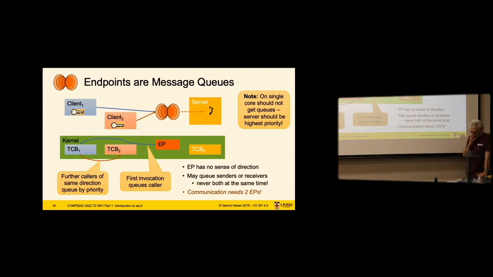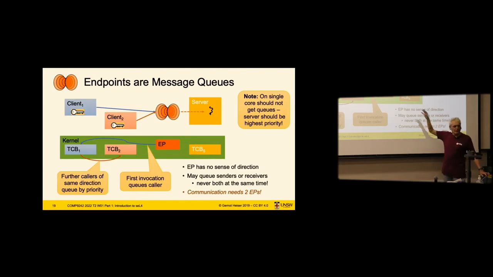Important observation here, in a well-designed system, if everything is single core, you should actually never have this situation. Because the server should always be higher priority than the client. And that's probably not quite well motivated at the moment. We will hopefully see later on why this makes sense. But the basic rule is the server should always be higher priority than the client.